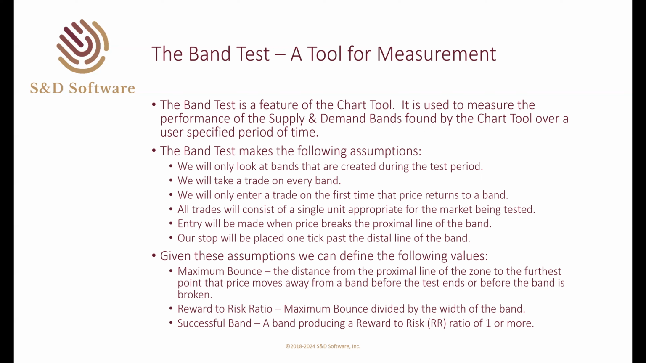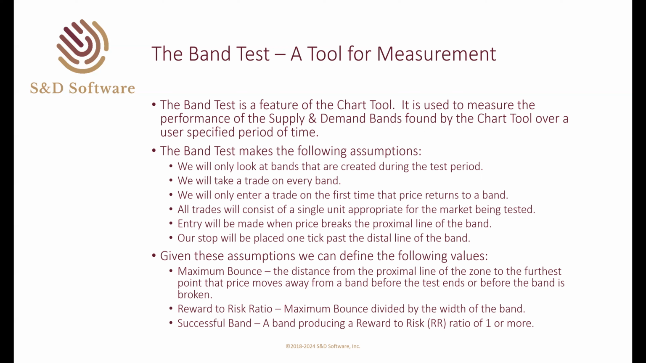Again, I already mentioned the maximum bounce, but to give a bit more formal definition, that's going to be, after price comes in and hits the proximal line of the zone, the furthest distance away from that proximal line that price gets after it's bounced off of the zone. So I guess you could say that would be your maximum possible profit from that zone.